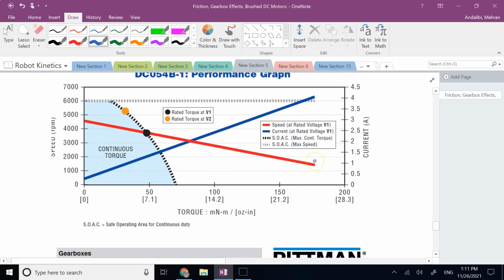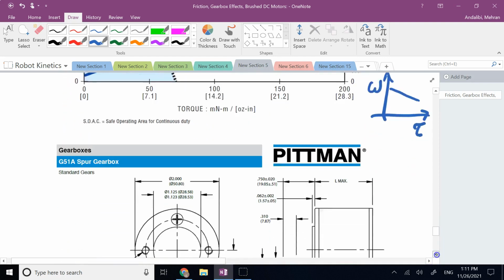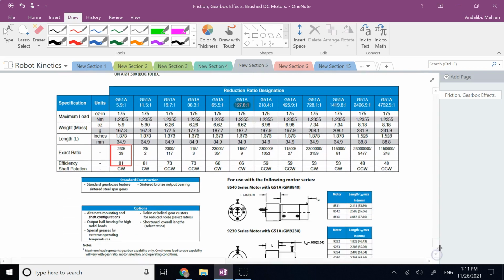This is the graph that I mentioned for you. This is the graph of speed versus torque instead of torque versus speed. So it's omega versus tau, but again, you expect the graph to be a line with negative slope, as you can clearly see here. And finally, if you go down, it talks about the gearbox now. So here you have the gearbox. It gives you the exact ratio, which is R here, and it also gives you the efficiency, or eta.